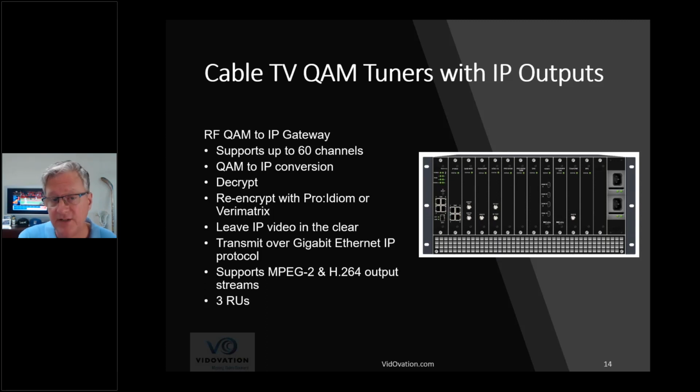And again, we've done installs where we have these 2 boxes side by side, the QAM to IP gateway box for cable, and then the COM 3000 for satellite. And we bring in 60 channels of cable and 96 channels of DirecTV.